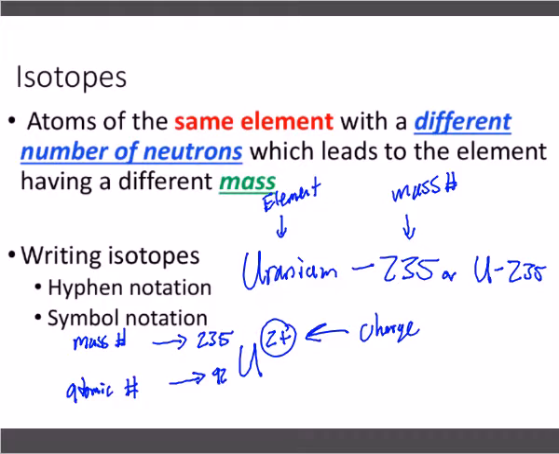Hyphen notation does not tell you if it's neutral. If you see hyphen notation, guys, you're assuming that it's neutral. Okay? Because it's not having a charge written there. Charge will only be there in symbol notation, not in hyphen notation.